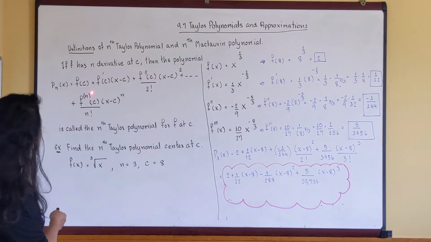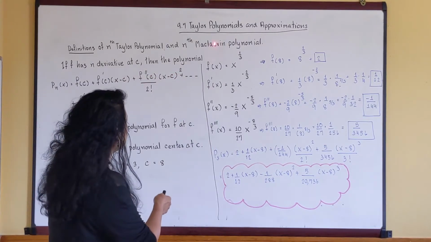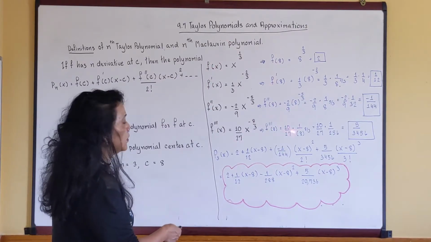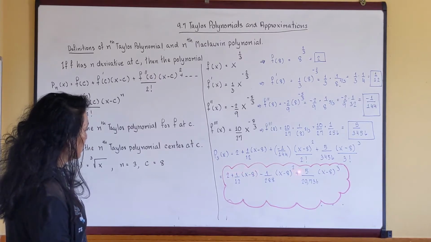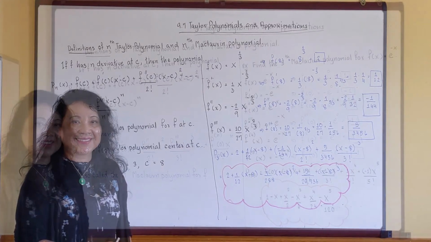So I'm just following the definition here, all right? Before I do that, I would suggest you find each derivative value first and then put it together. After that, I simplify, and this is the final answer. All right, let's look at the next one.